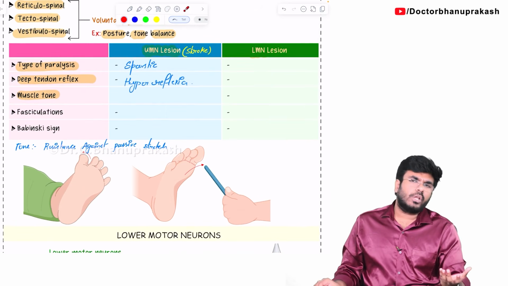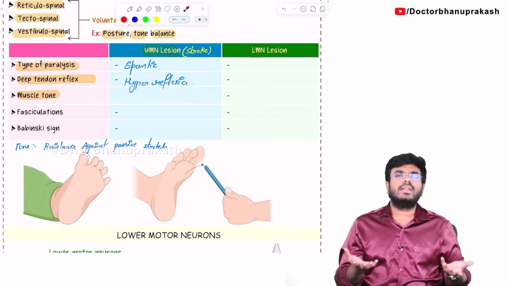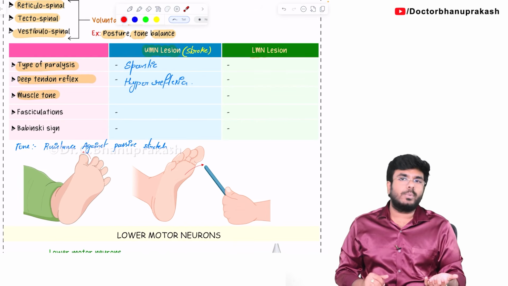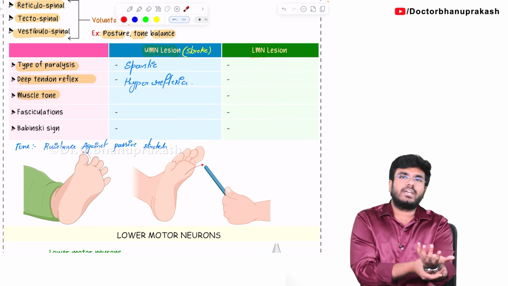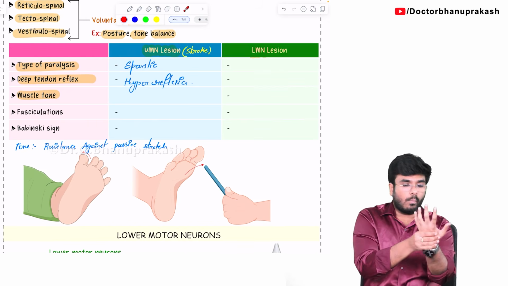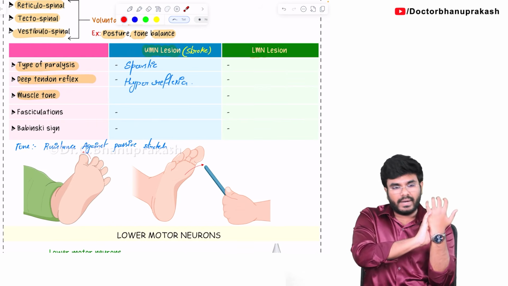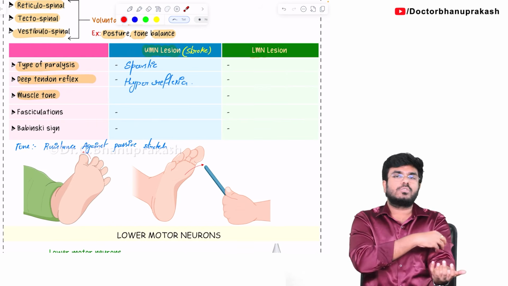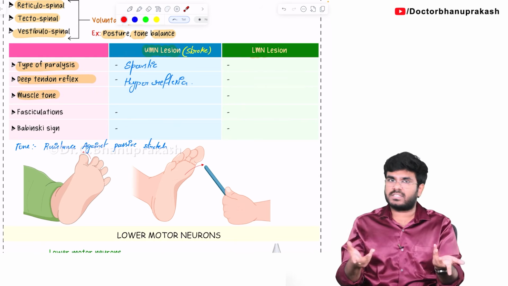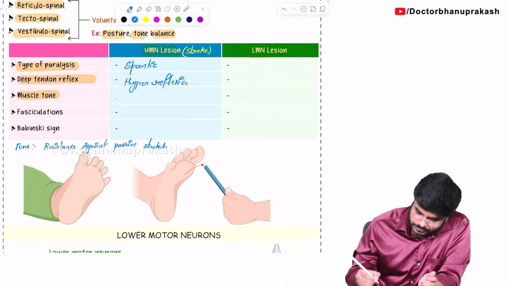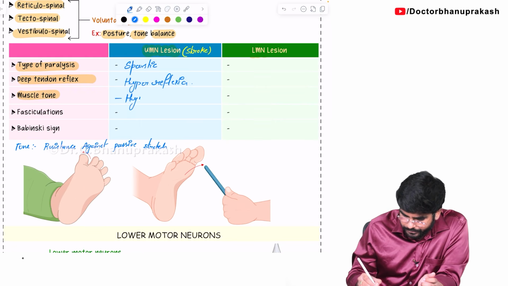Now what happened to the tone in this upper motor neuron lesion? I have told you when the upper motor neuron is dead, the lower motor neurons are overfiring, they are overacting and the muscles are contracting too much. Whenever the muscles are contracting too much, they will offer more resistance to movement. So what will happen to the tone? It automatically increases, the resistance increases. So there is going to be hypertonia.